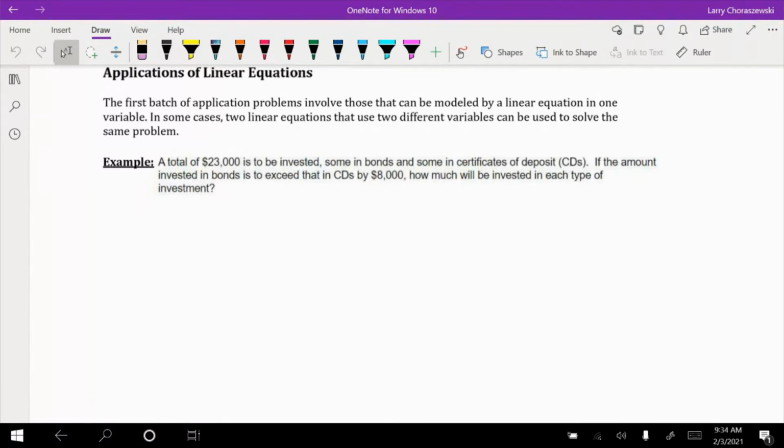So there's a lot of information to unpack here. Let's start by going back to the first sentence. Here it says we have a total of 23,000. That's to be invested. And how it's being invested is that it's going across two different types of these investments. Some in bonds, which it doesn't tell us how much, and some in certificates of deposit, and again, they don't tell us how much for this type. They do give us a special relationship between the amount in bonds and CDs, though. It says the amount invested in bonds is to exceed that in CDs by 8,000.